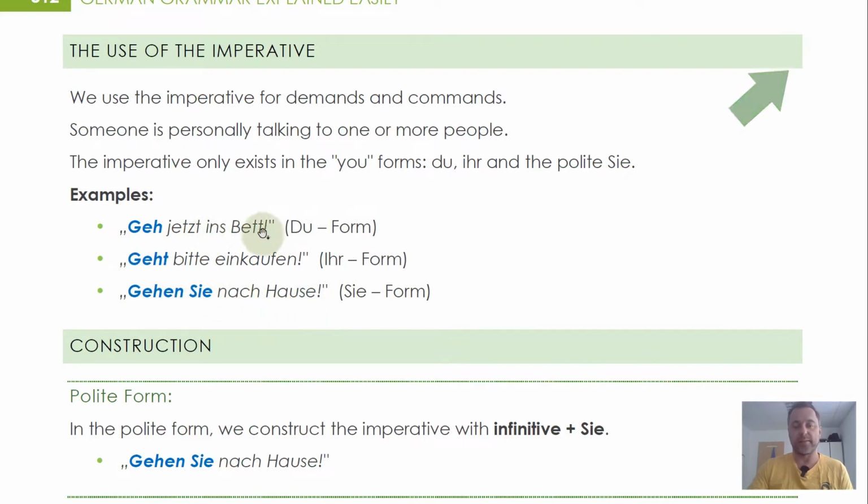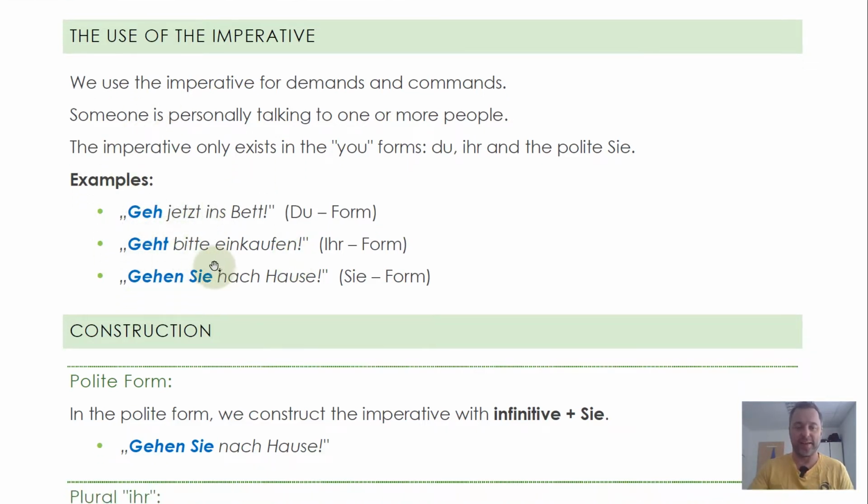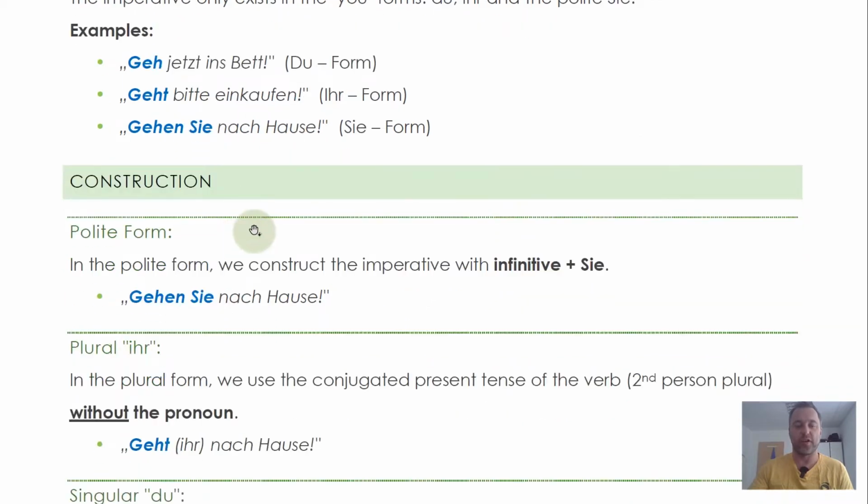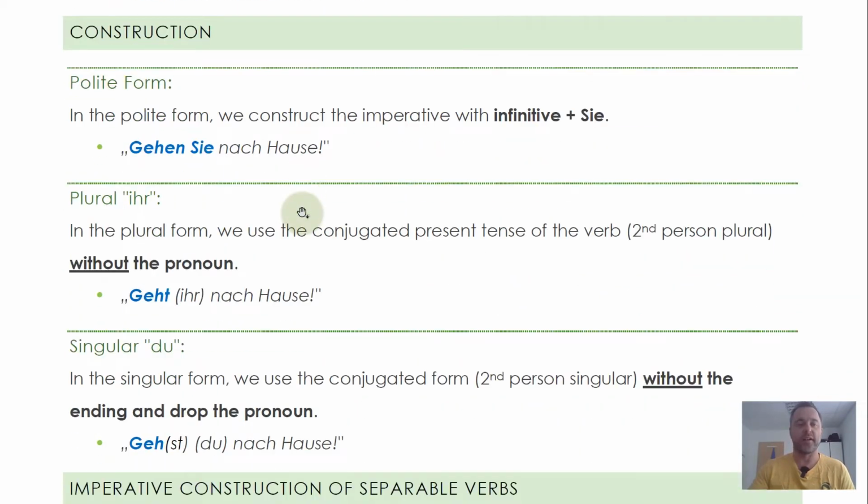Geh jetzt ins Bett, that's the singular you, and go to bed. Geht bitte einkaufen, that's the plural you. Please go for groceries or shopping. Gehen Sie nach Hause, go home. So in English, that's all go. And that's pretty much it. You just change the word order. And you can see here, we do change the word order a little bit as well. But let's have a look at every single form.